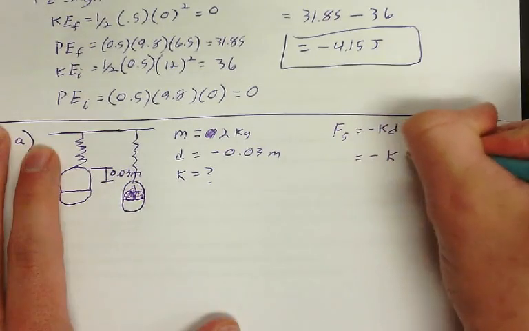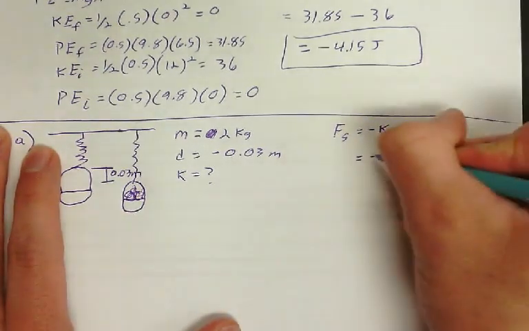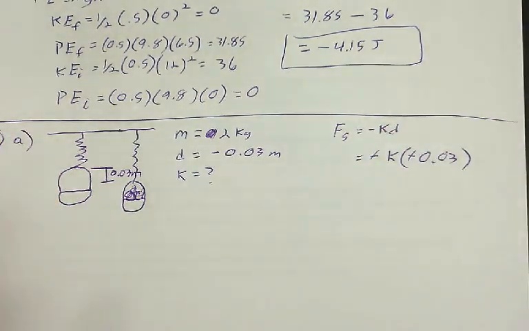Okay, so far so good. Negative K, D is negative 0.03. Those negatives cancel each other. Okay, so far so good. But what I put for F, it can't be 2, because 2's not a force, 2's a mass. So something has to be F. I don't know what it is. 9.8. Good guess. You're close. Right? So 9.8 times the 2.